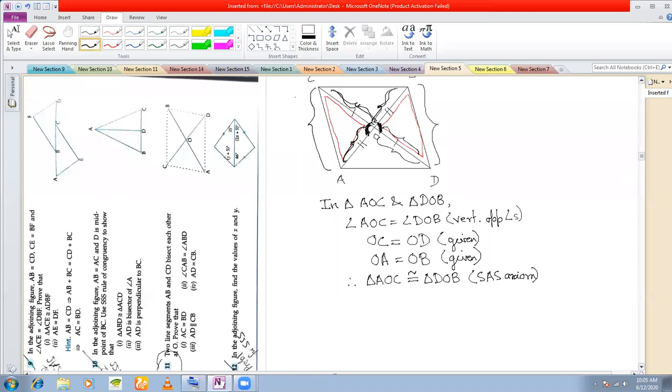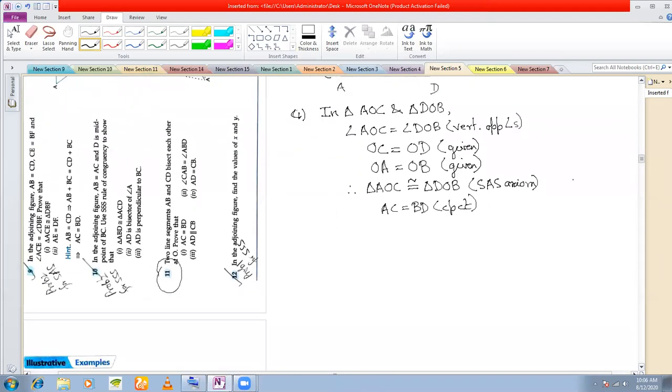Now, how do I show the first part? AC is equal to BD. I know that the vertically opposite angles are equal. Opposite to this angle is this side, and opposite to this angle is this side. Therefore, I can simply write AC is equal to BD by CPCT. Okay. Next question.